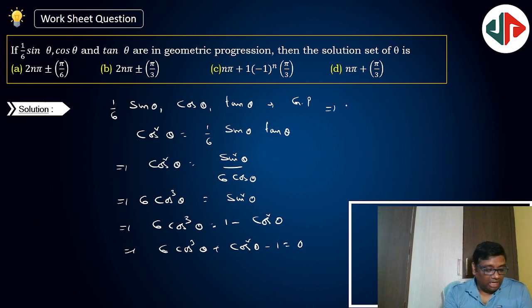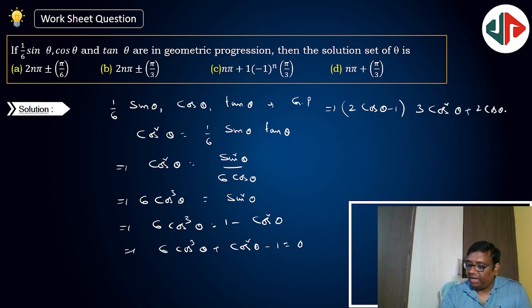We can read this as 2 times cos theta minus 1 into 3 times cos square theta plus 2 cos theta minus 1 is equal to 0. So cos theta is equal to 1 by 2, and 3 cos square theta plus 2 cos theta minus 1 is equal to 0. Here imaginary roots will exist, and theta is equal to 2n pi plus or minus pi by 3. Cos 60 only, no?